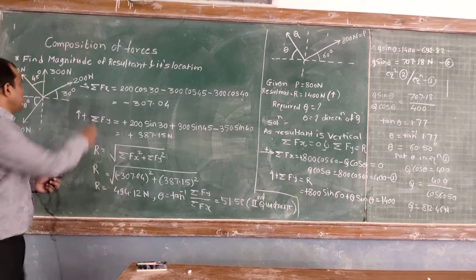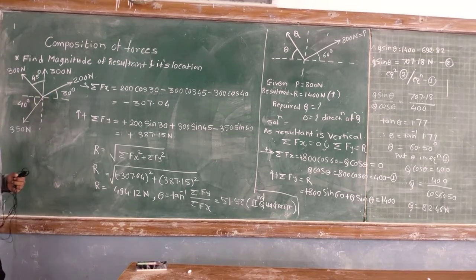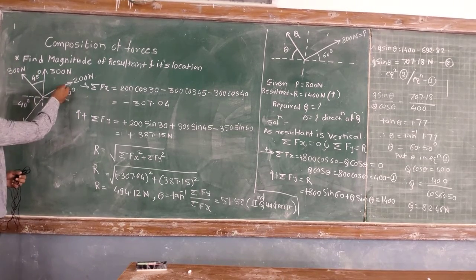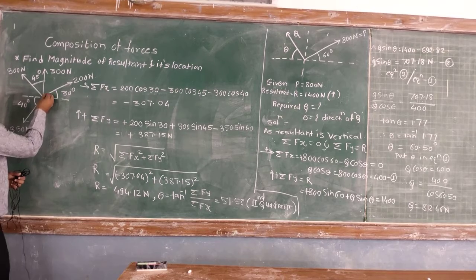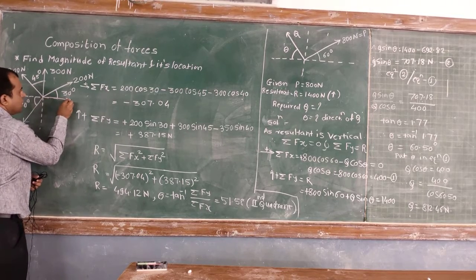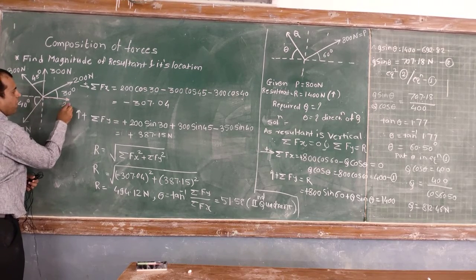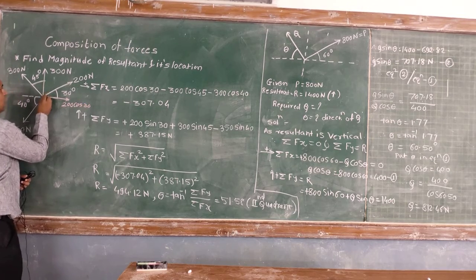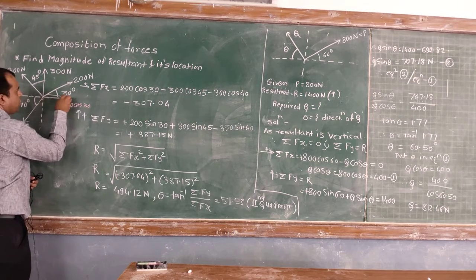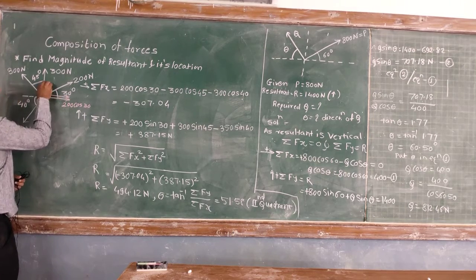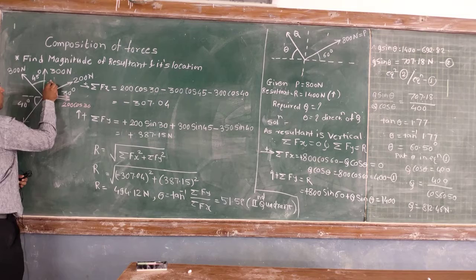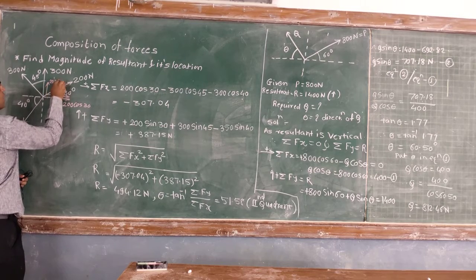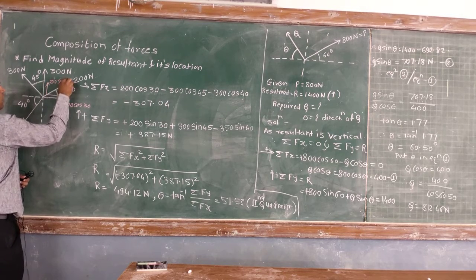In which quadrant is this force? Yes, it is in the first quadrant. So resolve this force into its two components. The first component is like this: 200 cos 30. The other component, which I will show here, is the vertical component: 200 sin 30 degrees.